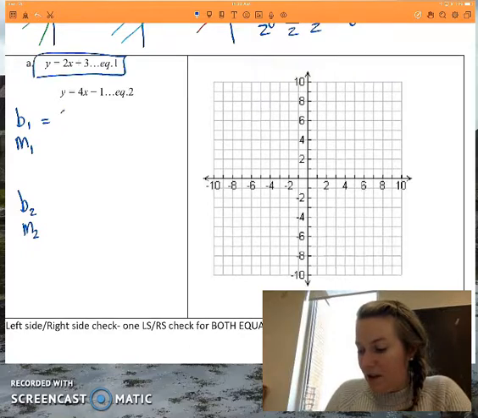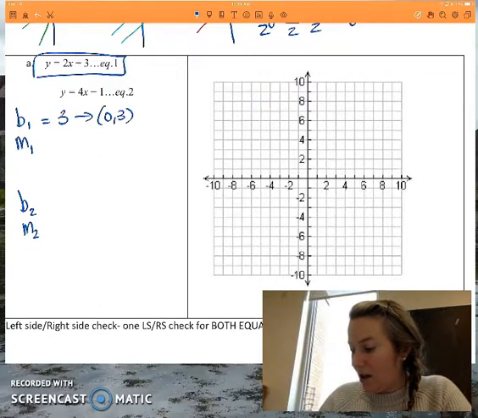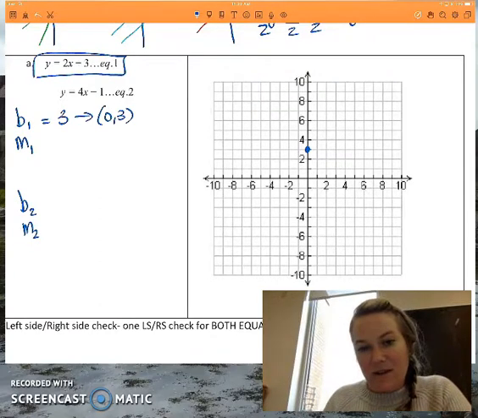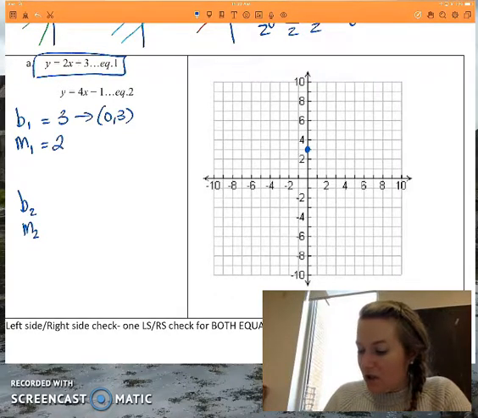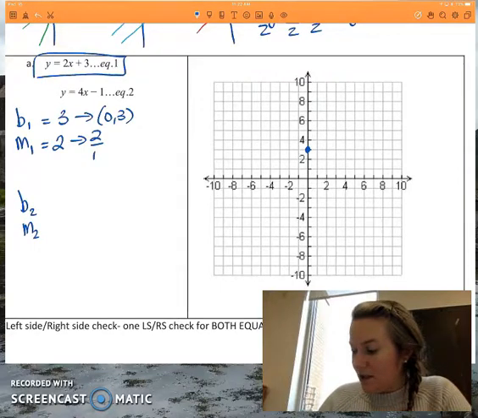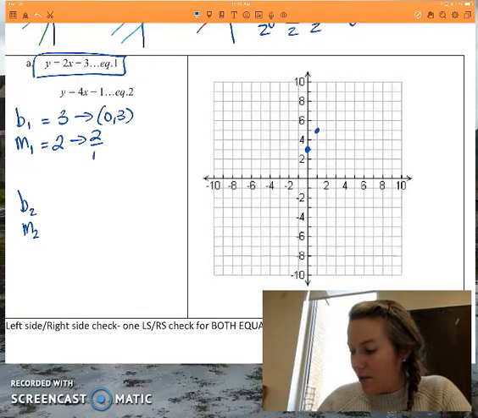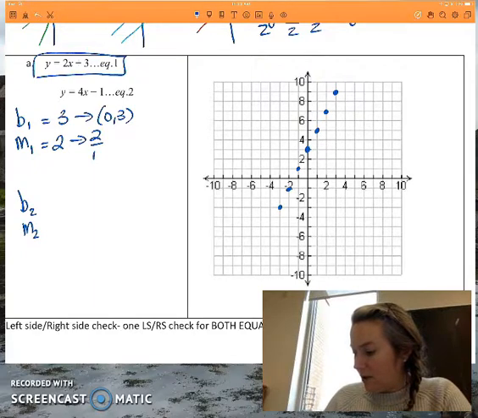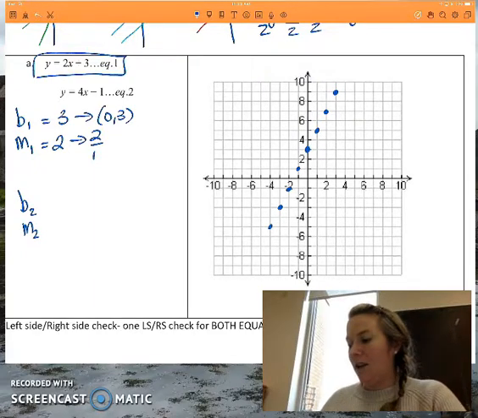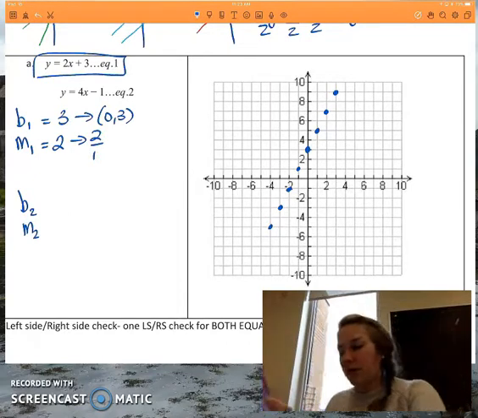So this is equation 1. The B value is 3. That means I have a point 0, 3. So let me put that on my graph right there so you can see that. And what is my slope? My slope is 2, which is the same as 2 over 1. So it's positive, so up 2 over 1, up 2 over 1, up 2 over 1. And I can go down the other way, down to left 1, down to left 1, down to left 1, down to left 1. And I'm going to draw my line with my ruler.